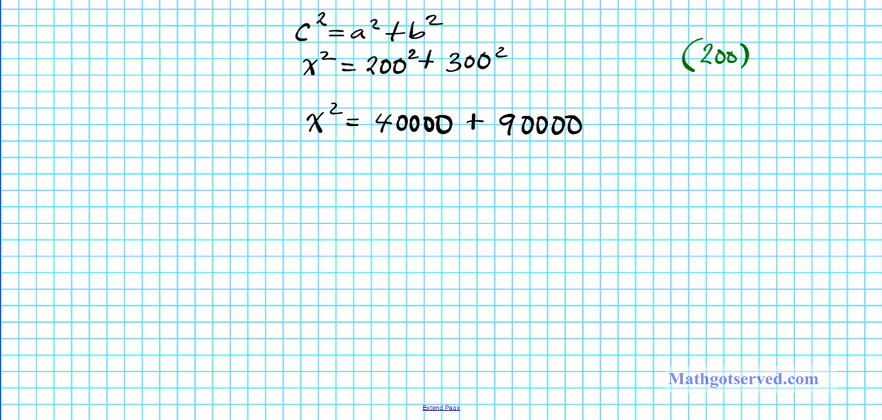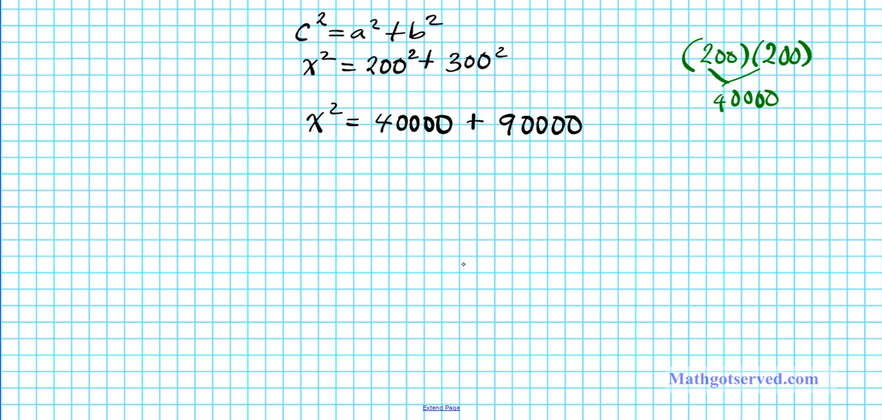So what I did here, if my work isn't clear, 200 squared is 200 times 200, right? All you do is multiply the numbers. 2 times 2 is 4. And then you count all the zeros. 1, 2, 3, 4. It's just a basic trick. Anyway, 40,000. And then the same idea for 300 squared, 90,000.